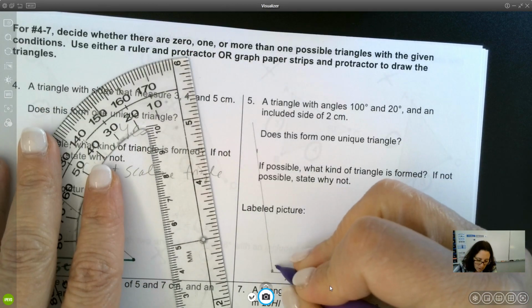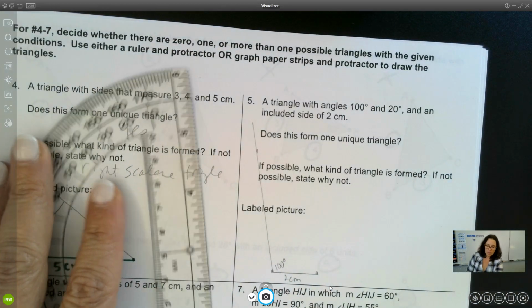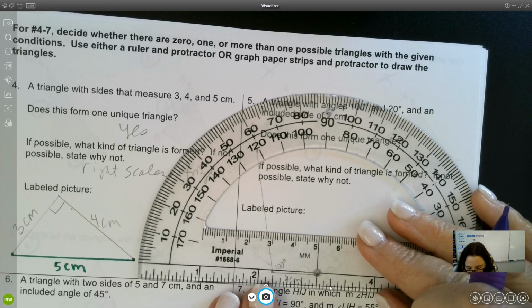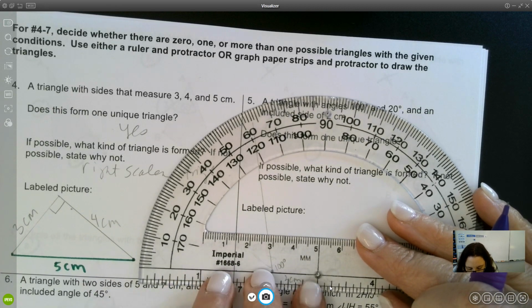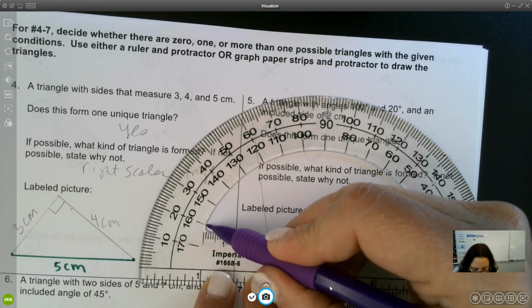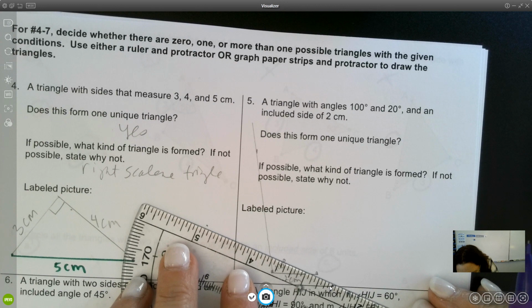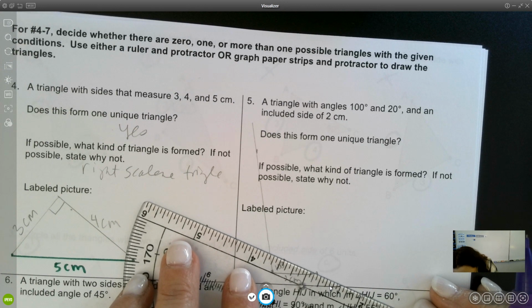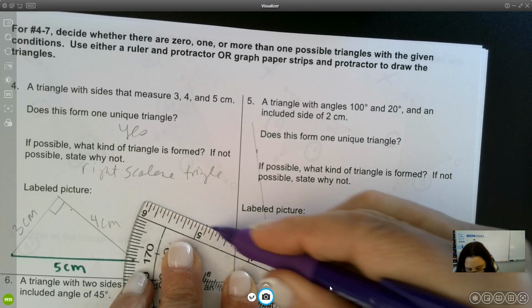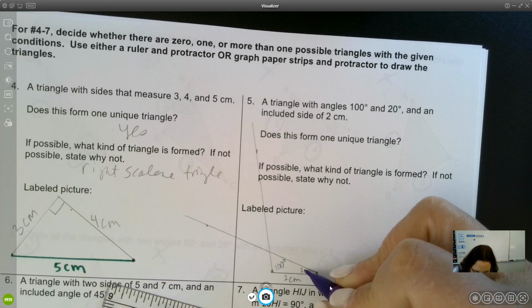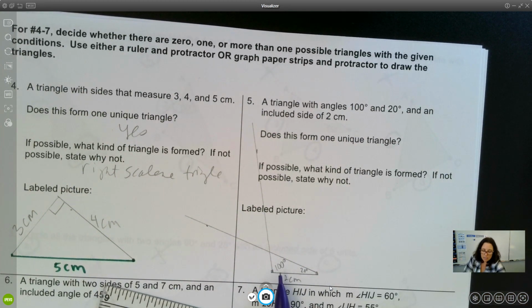What I do know is this is 100 degrees. And then I need 20 degrees off of this one. So 20 degrees is only right here. So I'm going to draw a long line through there wherever it crosses. So this is 20 degrees. Okay, so I've got two angles with an included side. Does it form one unique triangle? Yes, there's no other way anybody else's triangle would look different than this.